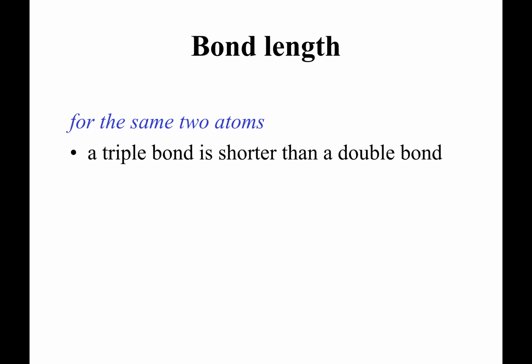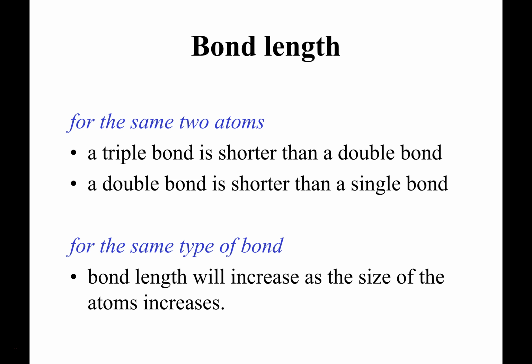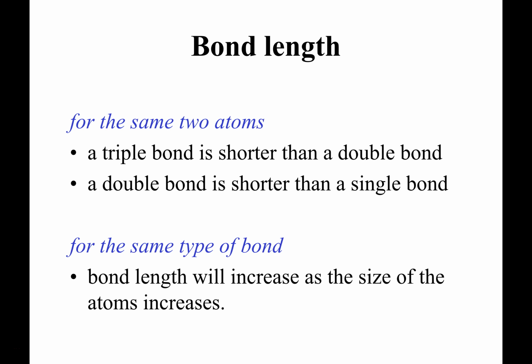All right, bond lengths. A triple bond is shorter than a double bond, which is shorter than a single bond. Okay? Again, that's assuming that you have the same atoms connected together. There's another trend with regard to the distance between the nuclei of the atoms that are connected, and it looks like this.